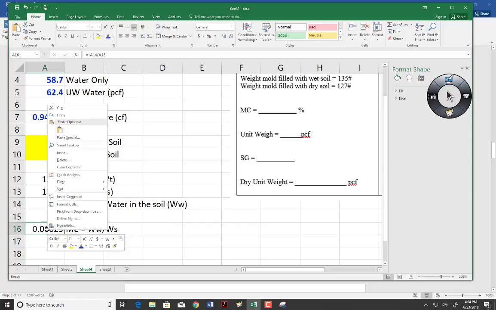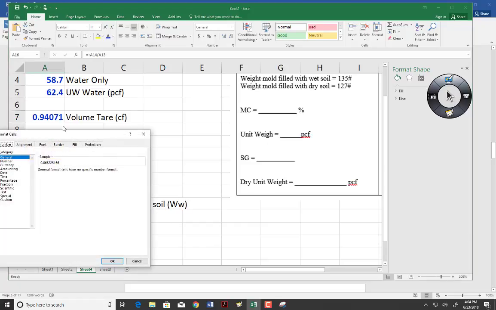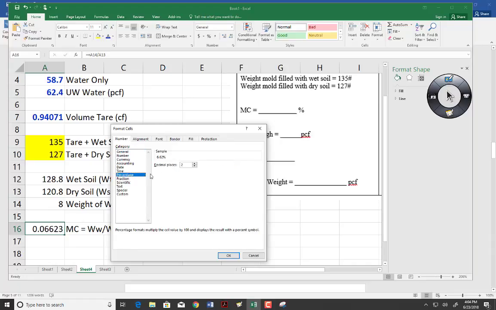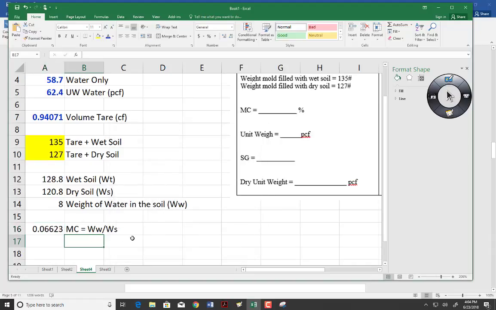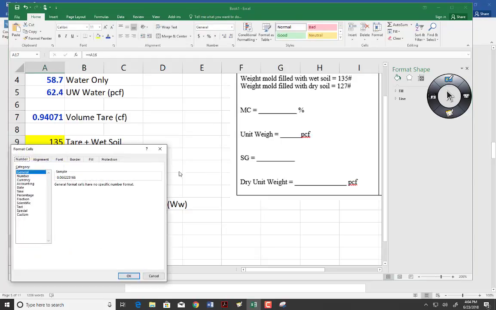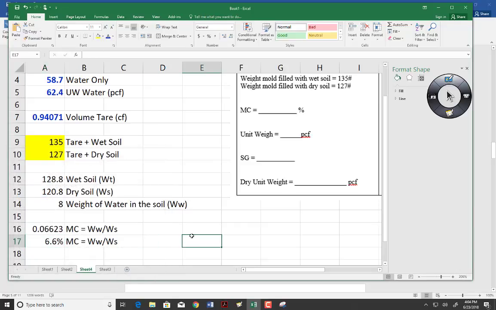Right click, format cells, my percentage. Well, let's do this. Format cells, percentage, 1 decimal place, which is 6.6%.